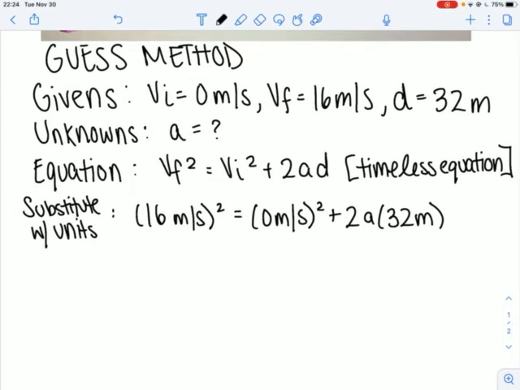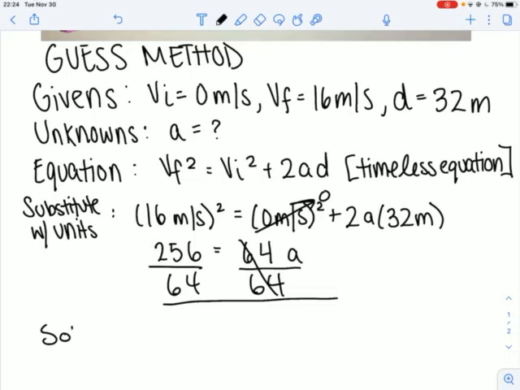So 16 squared, you do that in your calculator, right? So handy dandy calculator, that's what we use it for. So 16 squared is 256. This just goes to 0. So 2 times 32 is 64a. Notice that I dropped the units because it'll just get really messy. But since I already listed my units above in this first line, it's okay. All right, so now to undo this multiplication, you just divide 64 on both sides.